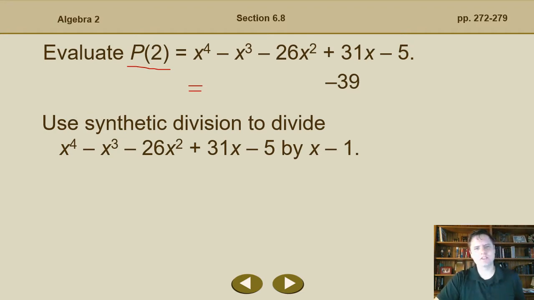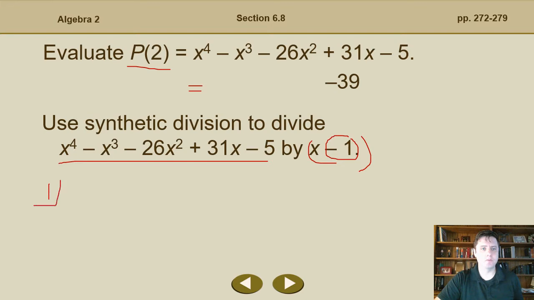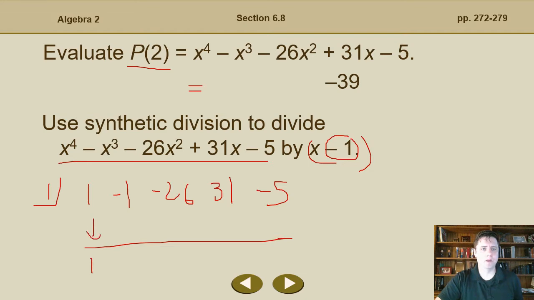On this next one, it asks us to use synthetic division to divide. So we're dividing this polynomial by this binomial. Remember, what we do through synthetic division is we take this guy and just change the sign on it. We put it as a 1, we put it inside the box, and then we write the coefficients of the polynomial one by one. So we would be 1, then -1, -26, +31, and -5. Let me get you started. You'll bring this 1 down, multiply the 1 by 1 and get 1, and then we add down and we get a 0. So 0 times 1 is just 0.